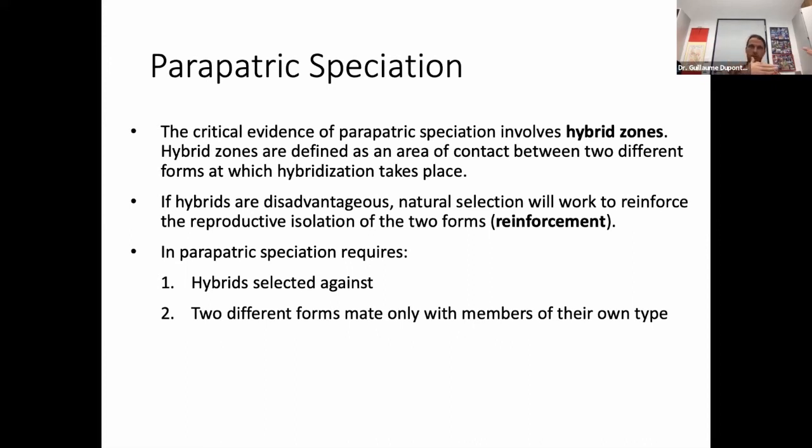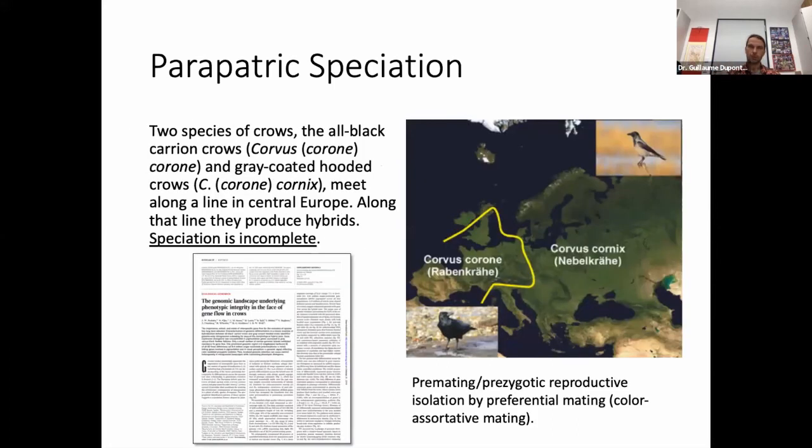And it requires that the two different forms which evolve in this population, or these two subpopulations, mate only with the members of their own. So we need reproductive isolation. An example where this is not yet completed is the crows, which actually have a hybrid zone right here in East Germany. Sometimes they are considered species, sometimes subspecies. Now we have a dark one and a gray one.